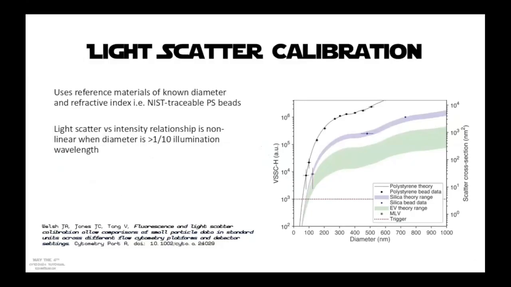So light scatter calibration is a little bit more complex than fluorescent calibration. The main reason for this is because it's non-linear and it's dependent on the collection angle of the system. The collection angle of the system is different between flow cytometers because they have different cuvette geometries, and it can even be different between flow cytometers of the same platform just because the lasers and their relative position can change.